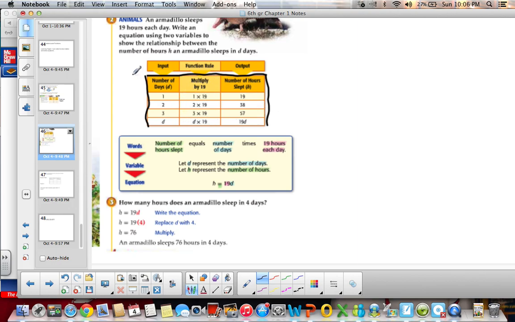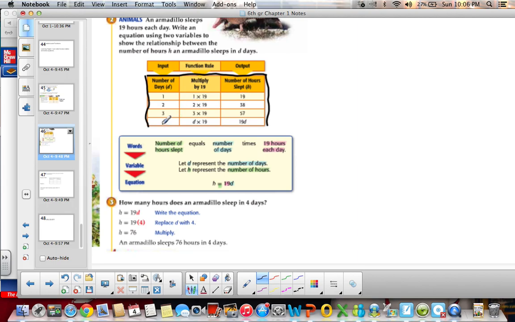So it sleeps 19 hours each day. We want to know how many hours he sleeps after a certain number of days. So our input is going to be the number of days, because we're trying to figure out after how many days, how much is he sleeping. After 1 day is 19 hours. After 2 days is 38 hours, because he's already slept 19 and we're adding 19 more. 3 days is 57 hours, and you can see that this time we're multiplying by 19. So each number that we're putting in, we're multiplying by 19, and we get our answer.